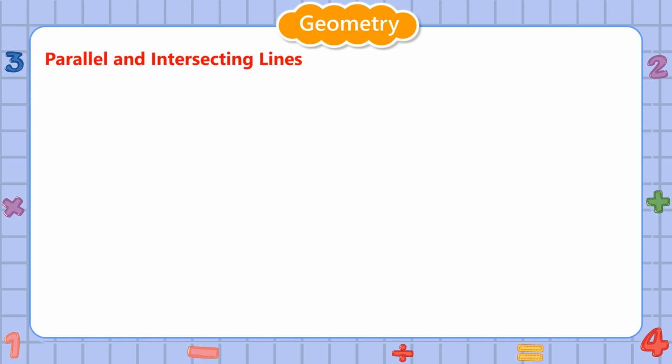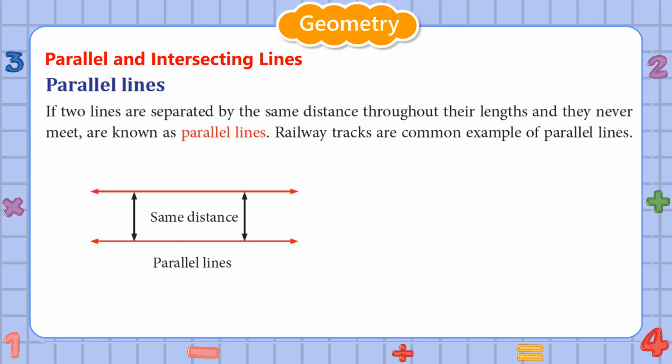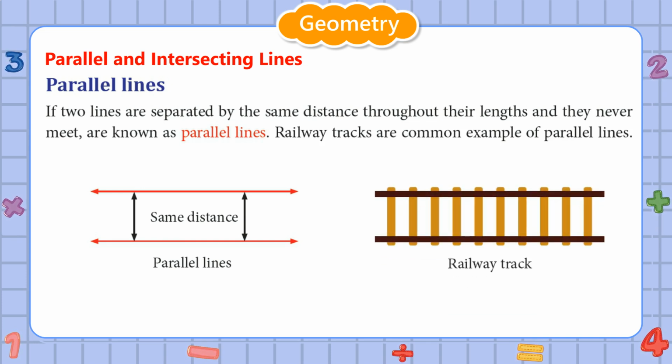Parallel and intersecting lines. Parallel lines. If 2 lines are separated by the same distance throughout their lengths and they never meet, they are known as parallel lines. Railway tracks are a common example of parallel lines. Parallel lines are indicated by identical lines.